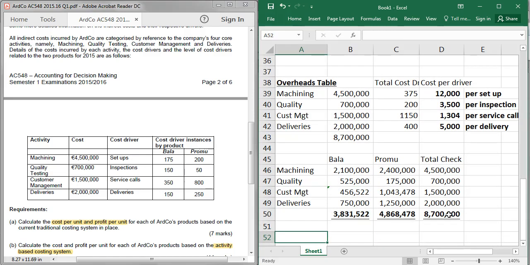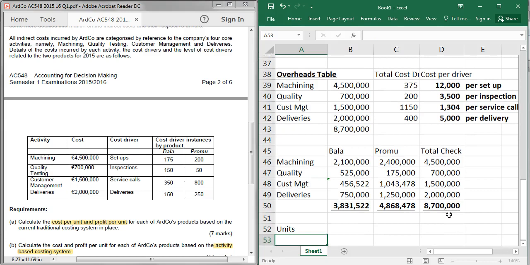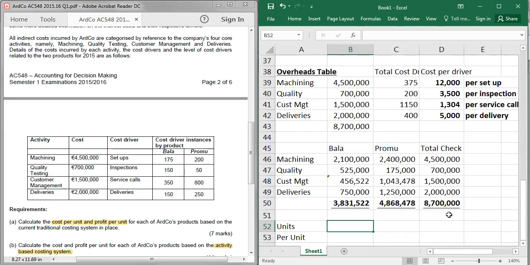And of course, we don't want it in total, we want it on a per unit basis. So the number of units for Bala, they are high volume, they have 20,000 units. Promo are low volume, they only have 5,000. So even though Bala do 4 times the amount of units, they're getting less overhead. So this activity-based costing looks to be giving a fair implication of what exactly is going on.